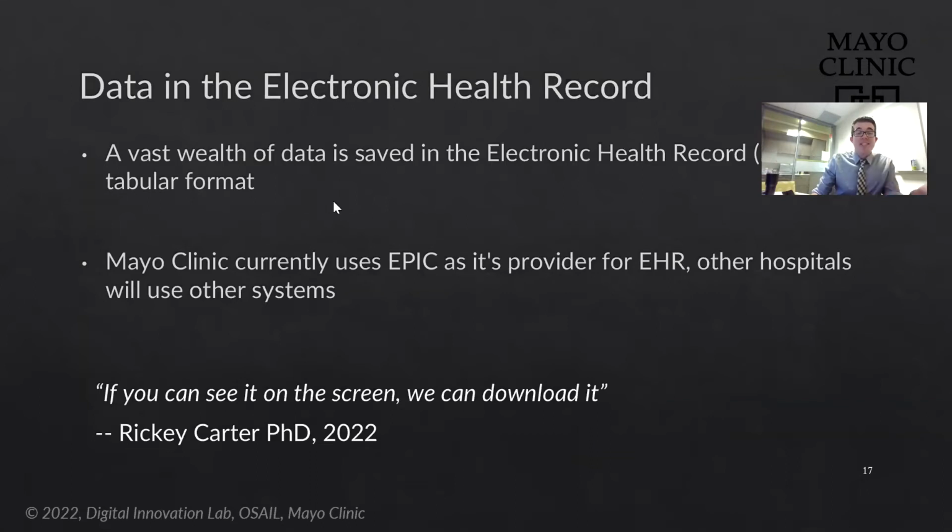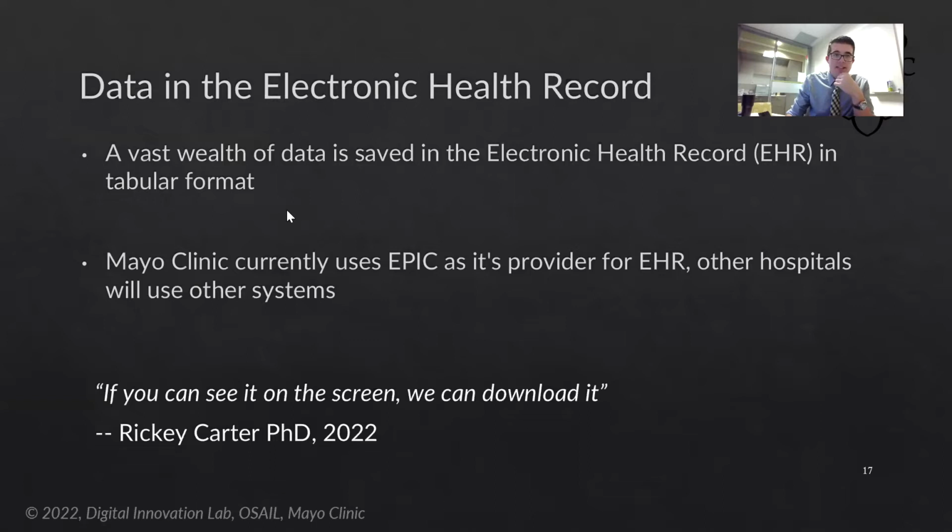Okay, so then the next way to get data is to download it. And so most of the data that we use in clinical research comes from the EHR, or the electronic health record. And so this is a vast set of data sets that are already saved in the tabular format. And this is where I'll talk about something that's specific to Mayo Clinic. So Mayo uses Epic as its provider for the electronic health record. And so other hospitals may use different systems, but I think they all are similar, essentially.